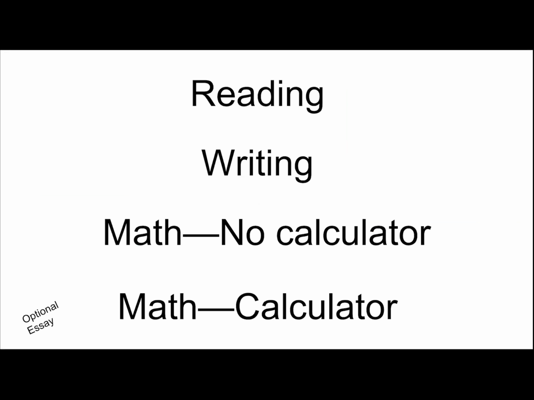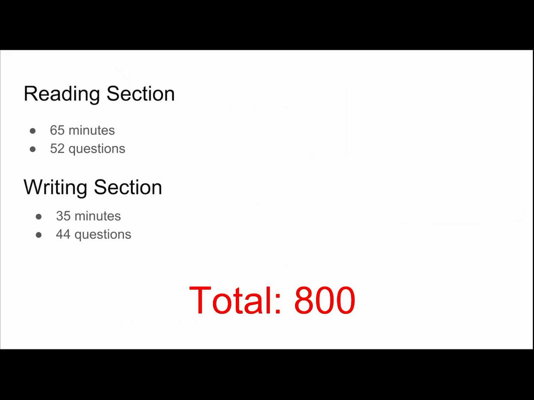So the English score is composed of 2 sections, reading and writing, and the math score is composed of 2 sections, math no calculator and math calculator. And then there is an optional section, the optional essay. That one's, again, optional, depends on the colleges you're applying to. Some of them don't require the essay, but most of them do. So most of you should be taking the SAT with essay.